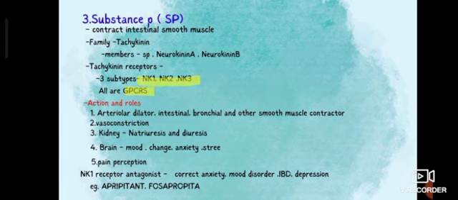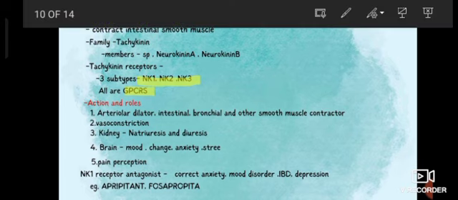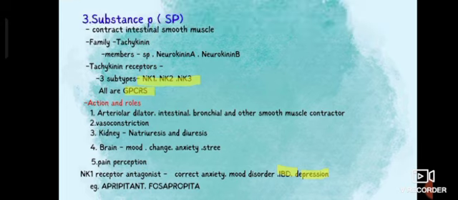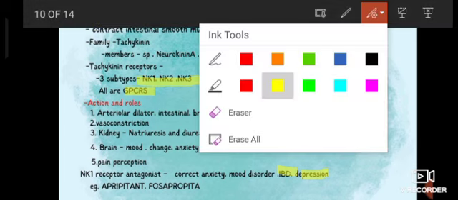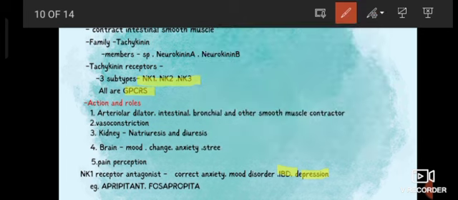NK1 receptor antagonists correct anxiety and mood disorders. They are also used in irritable bowel syndrome and depression. Examples are aprepitant and fosaprepitant. You may know about these drugs. These are used as antiemetics.